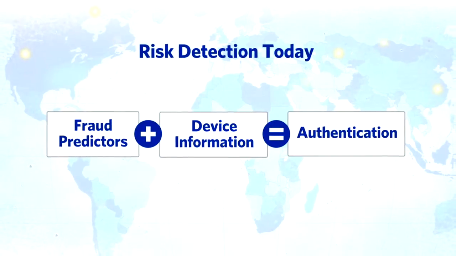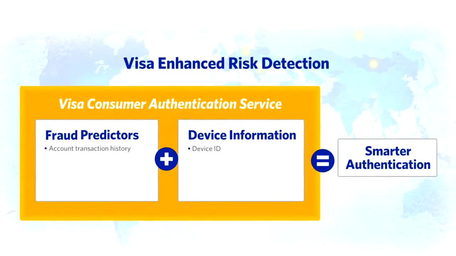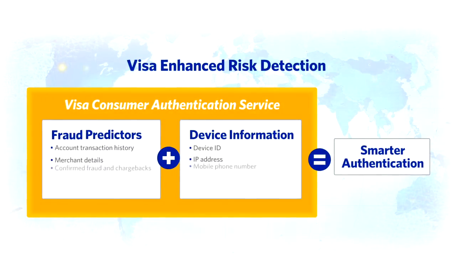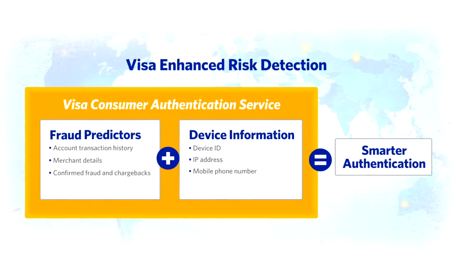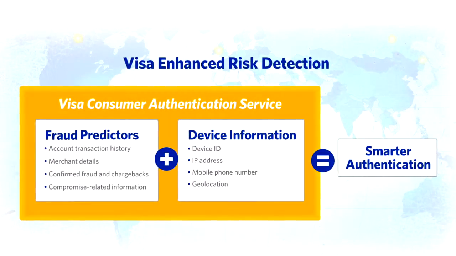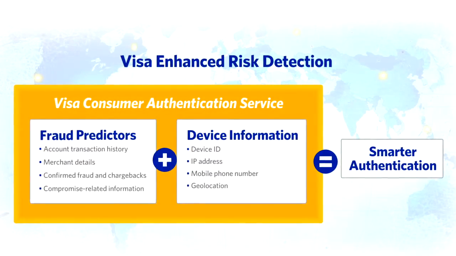The whole authentication equation changes when you add data from VisaNet, the largest retail transaction network in the world, with consumer device information. It all comes together to enhance fraud risk detection and trigger additional cardholder authentication only when required. So now, only the highest risk transactions will need to be challenged.